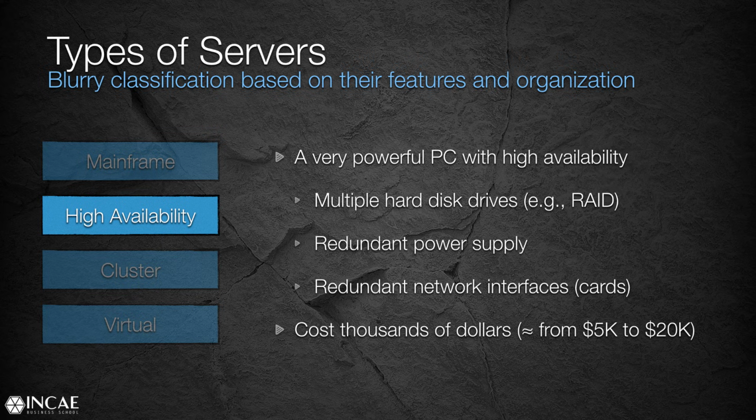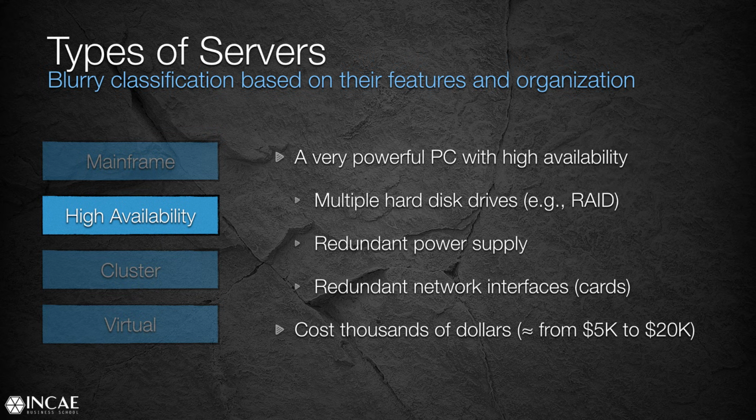For example, one of the typical things that will fail on a server is one of its hard drives. But a high availability server will have multiple of these hard drives, such that if one of its hard drives fails, the others continue performing the same functions. Sometimes these are arranged in what we call a RAID array, a redundant array of inexpensive disks, which offer redundancy to the hard drives.